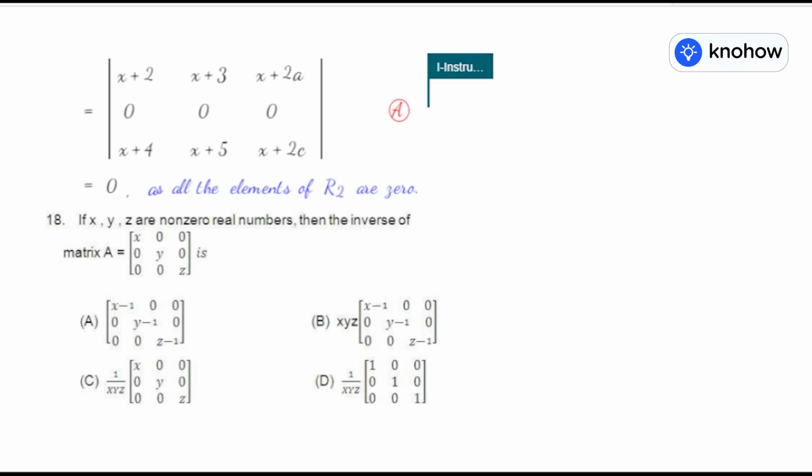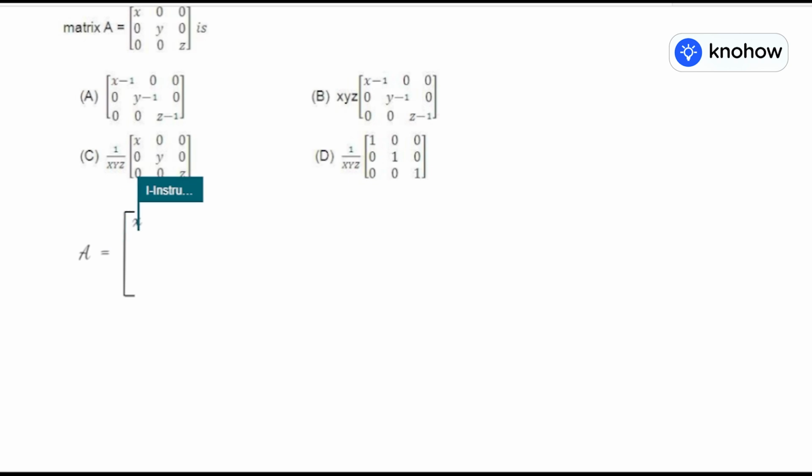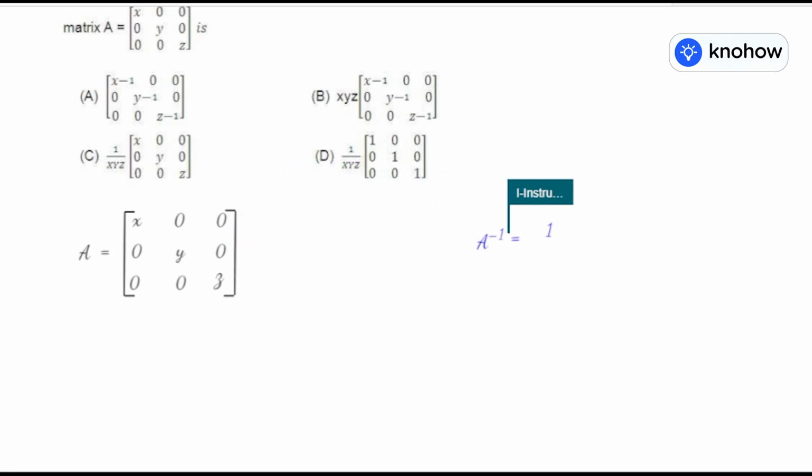If x, y, z are non-zero real numbers, then find the inverse of matrix A. The given matrix A is x 0 0, 0 y 0, 0 0 z. You know that A inverse, the inverse of matrix, is defined as 1 by determinant A into adjoint A. So let us first of all find the value of determinant A, determinant of this matrix. So if you expand along first row, you get x times yz minus 0, and other two elements are already 0 0, so you get determinant A equal to xyz.